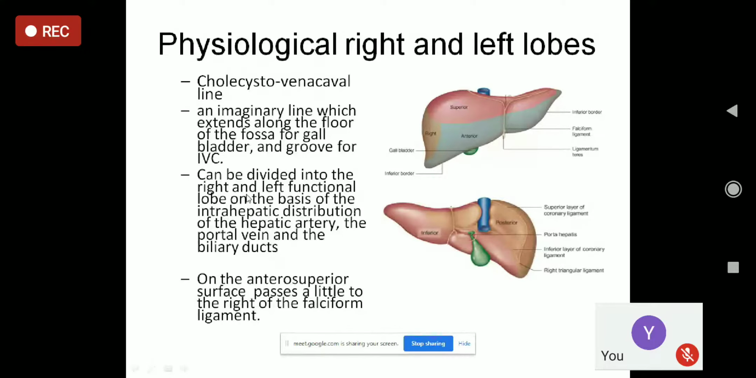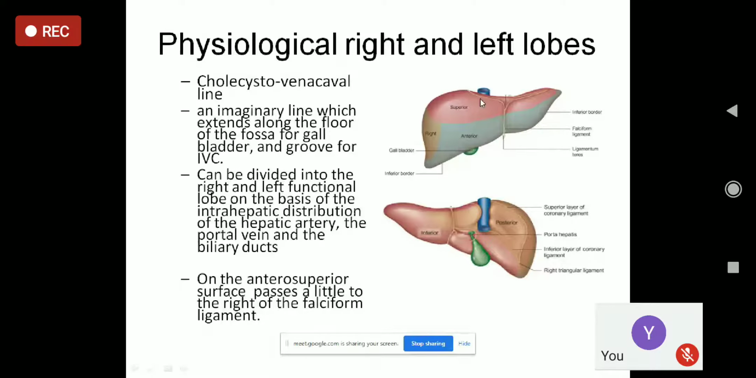So it can be divided into right and left functional lobes on the basis of the intrahepatic distribution of the hepatic artery, portal vein and biliary ducts. Along with the distribution of this tree, it is divided into two functional lobes. On the anterior superior surface, it passes a little right to the falciform ligament. So this physiological lobe passes from here to here.